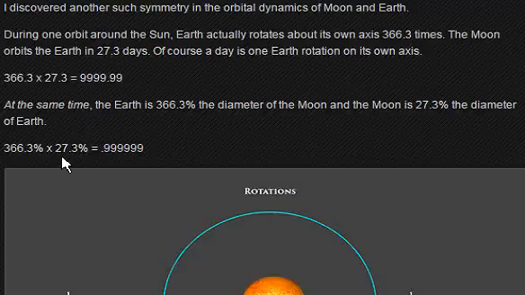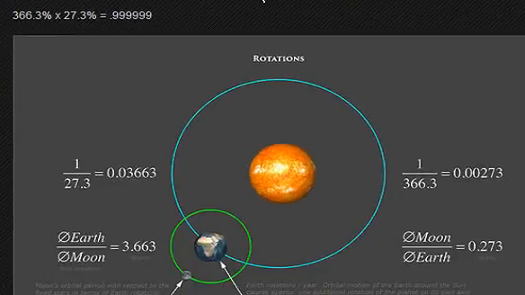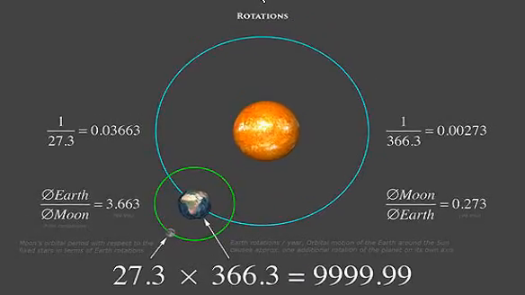However, 366.3% times 27.3% is 0.99999. Interesting. Okay, here we have the picture that explains our situation with those two numbers.